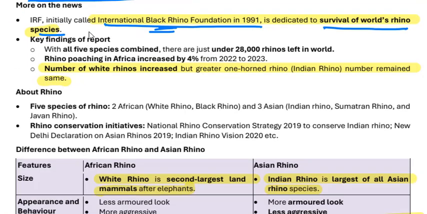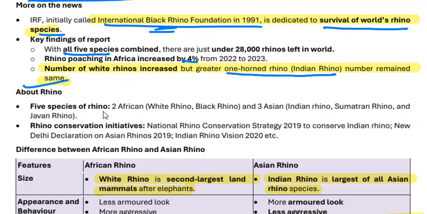First is, with all 5 species combined, there are just 28,000 rhinos left in the world. You don't need to remember 28,000. Okay, this is important: there are 5 species of rhino. Rhino poaching in Africa increased by 4%. Not important. The number of white rhino increased, but the greater one-horned rhino, that is the Indian rhino, remains the same. Okay, you should remember about rhino.